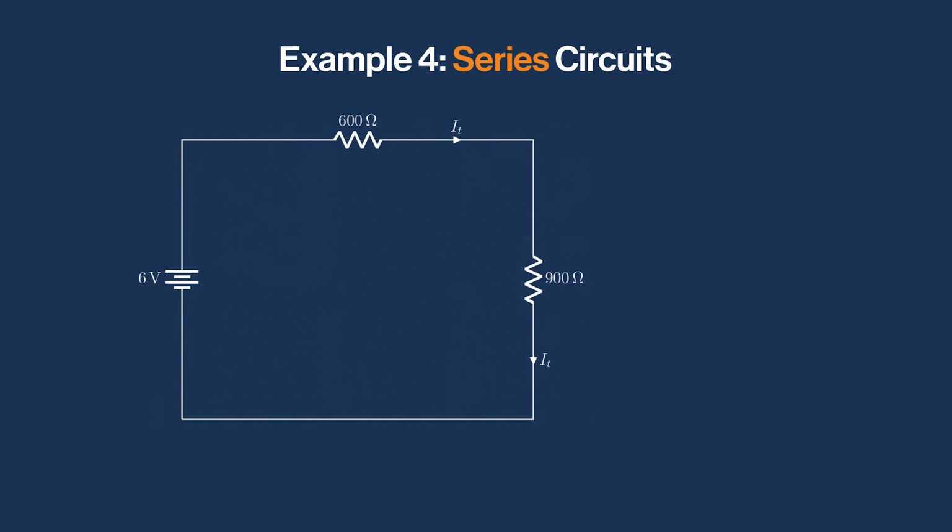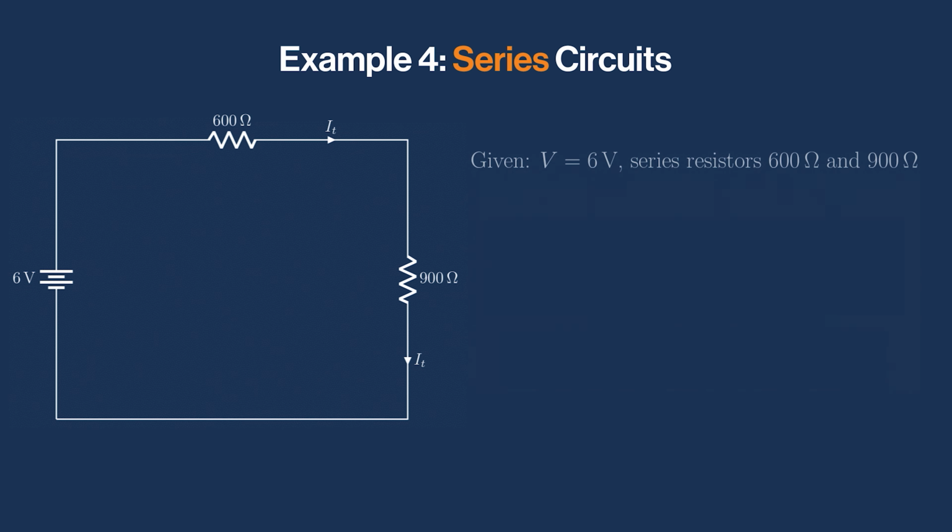Now, let's talk about what happens when you combine multiple resistors next to each other. We call this in series. Say you have 2 resistors, one after the other. Let's say we have a resistor R1 that is 600 ohms and R2 which is 900 ohms.